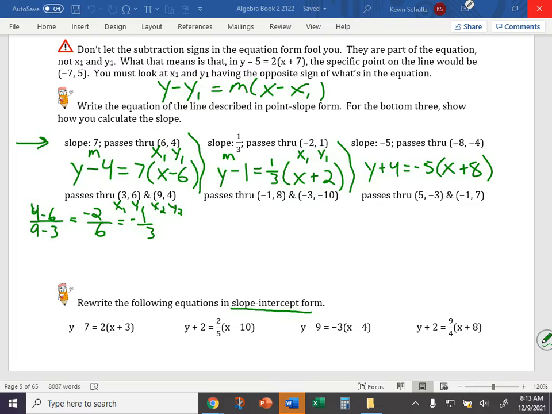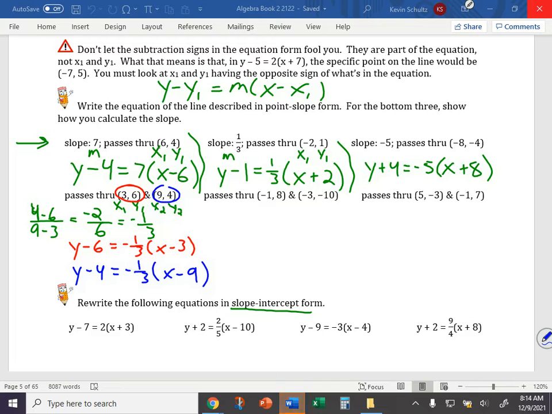Yes, Kylie. For plugging it into the equation, does it matter which point you use? Isn't it great that it does not matter which point you use? Either one will work. So if you decide to use (3, 6) as your ordered pair, your answer would be y minus 6 equals negative 1/3 times x minus 3. If you prefer (9, 4), you're a fan of perfect squares, and you see that 9 and 4 are both perfect squares, and that makes you feel good, then your answer would be y minus 4 equals negative 1/3 times x minus 9.